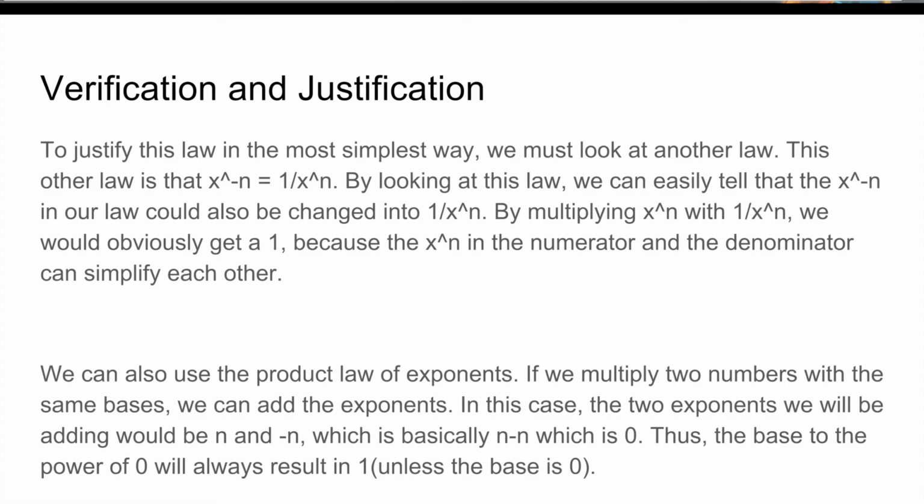Another law we can use is the product law of exponents. If you multiply two numbers with the same bases, we can add the exponents. In this case, the two exponents we will be adding would be n and negative n, which is basically n minus n, which is 0. Thus, the base to the power of 0 will always result in 1 unless the base is 0.